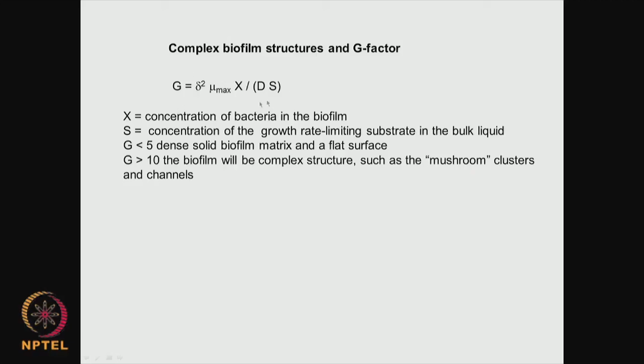So, if we calculate this, I know the biofilm thickness, I know the mu max, that is the bacterial growth Monod kinetic term, I know the concentration of bacteria in the biofilm, I know the concentration of the substrate in the liquid side of it, I know the diffusion coefficient. If G is less than 5, then you will get a dense solid biofilm matrix and a flat surface.